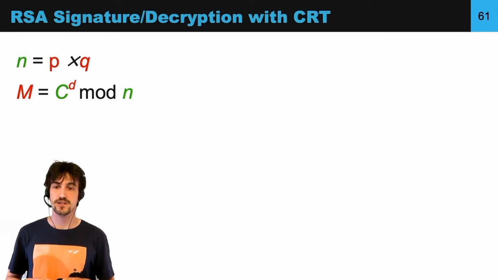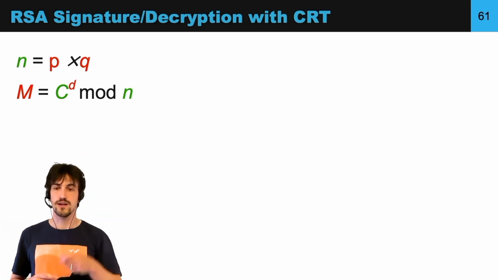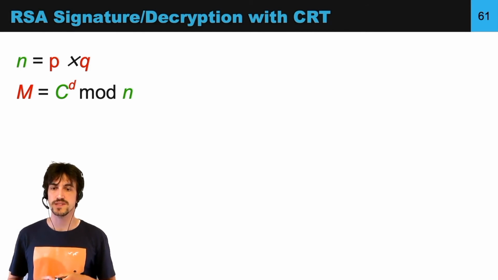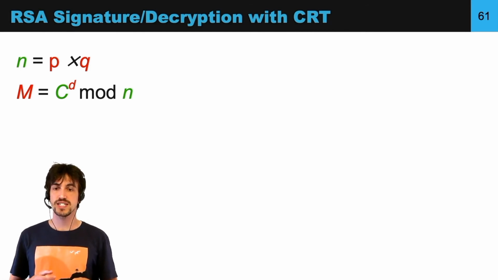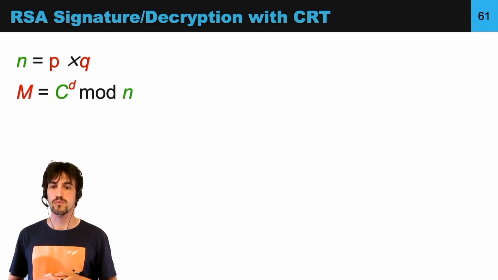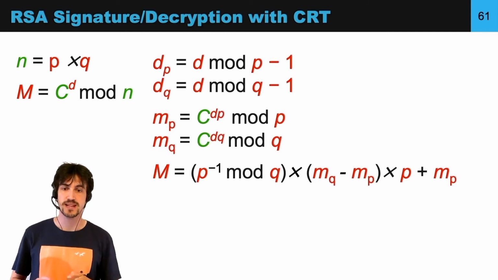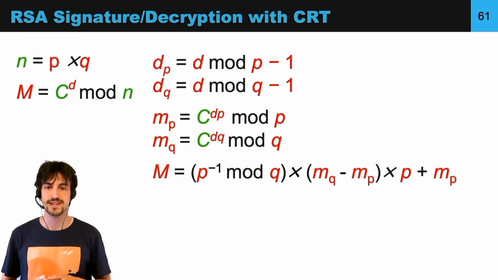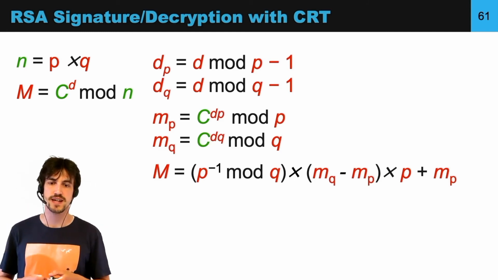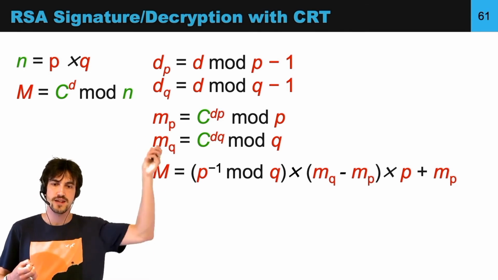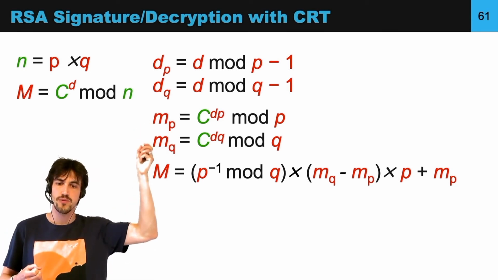Just say that in normal RSA, you have a public modulus, which is a product of two prime numbers. For instance, when you decrypt a message using your private key, you take the ciphertext to the power of your private exponent modulo n, and then you get the message back. Now the Chinese remainder theorem variant is a bit more complicated. What you do is split up the computation into two parts, modulo p and modulo q.